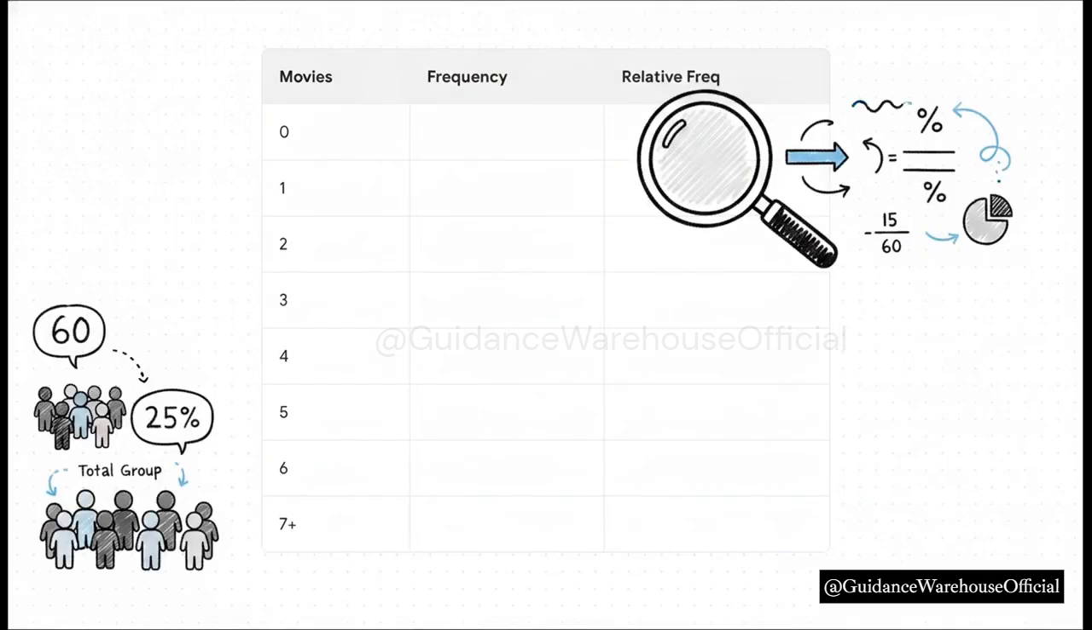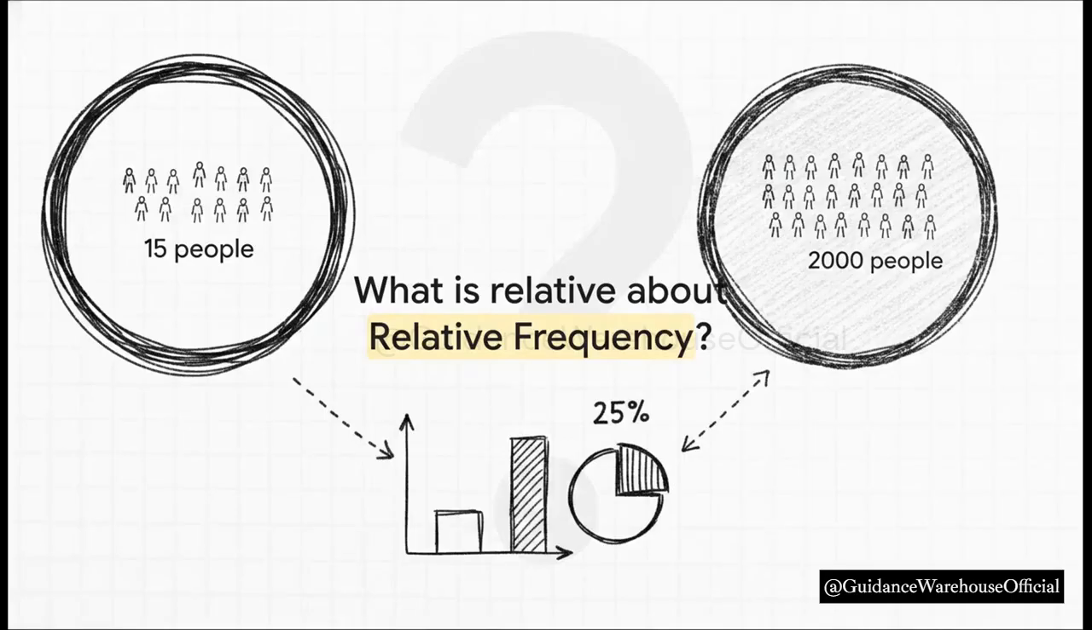So we add a third column to the mix, relative frequency. Now, what's really interesting about this is how it completely transforms our data. Relative frequency turns that raw count into a fraction, a decimal, or a percentage of our total 60 values. So if 15 out of our 60 people saw one movie, the relative frequency is 15 divided by 60, which is 25%.